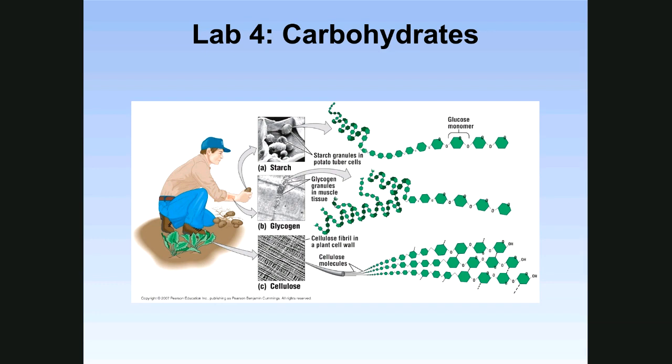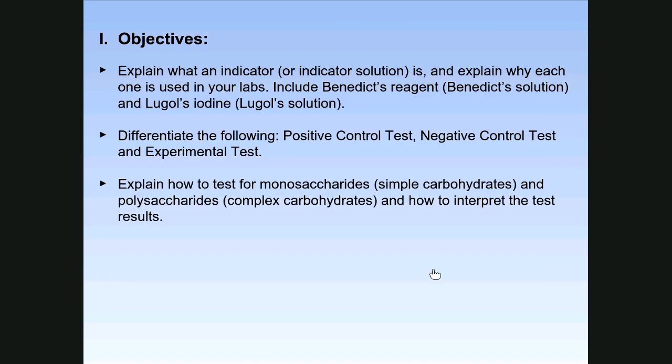Now we talk about carbohydrates, and if you look here, the objectives of this lab is to be able to explain what an indicator or indicator solution is and explain why each one is used in your labs. Include Benedict's reagent and Lugol's iodine. I'll discuss this as we go, and I'll talk about how these solutions we will first use to set up what we call positive control test and negative control test.